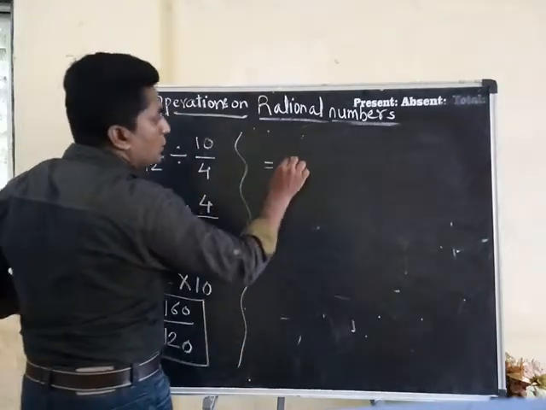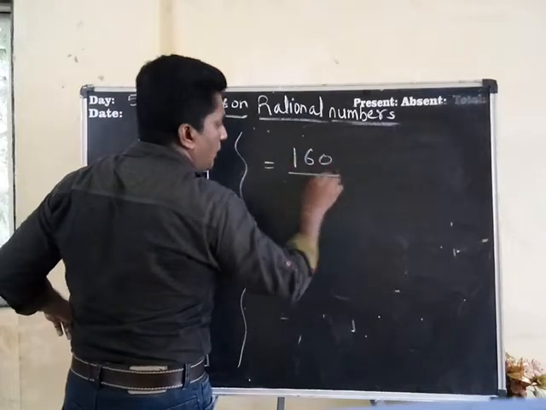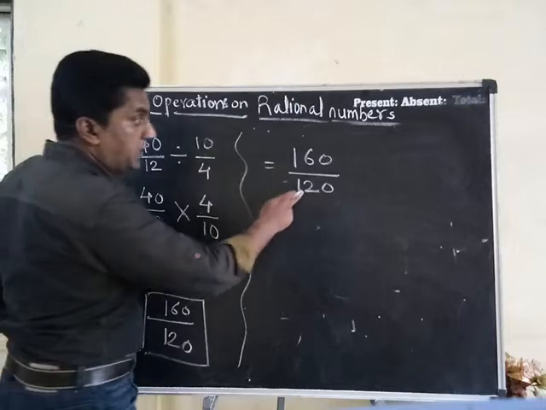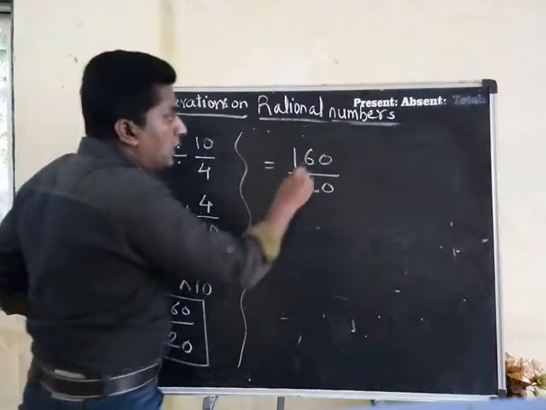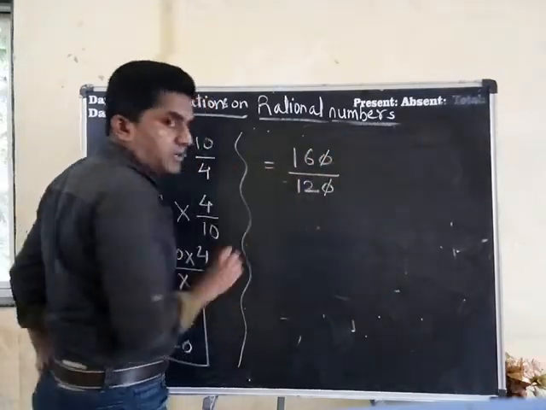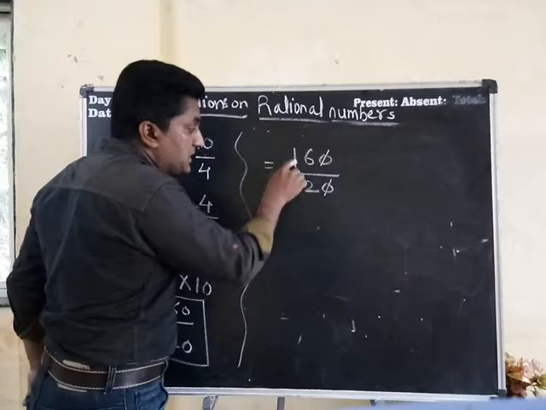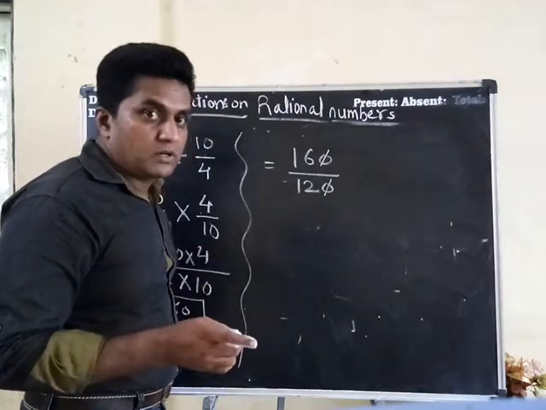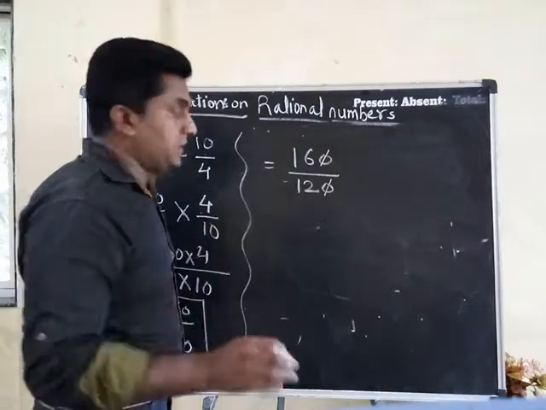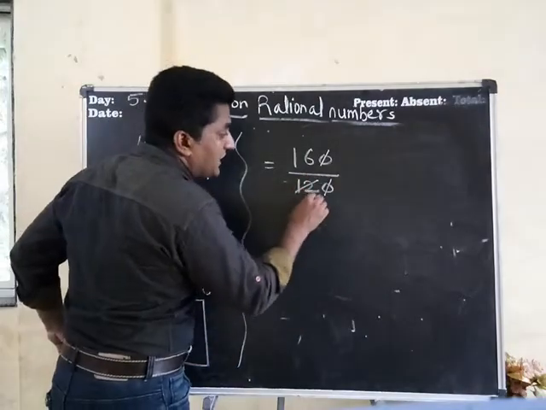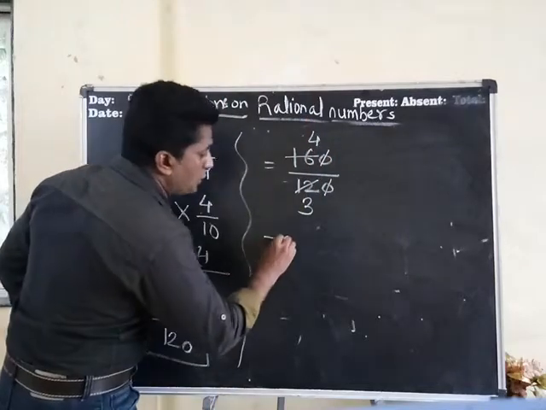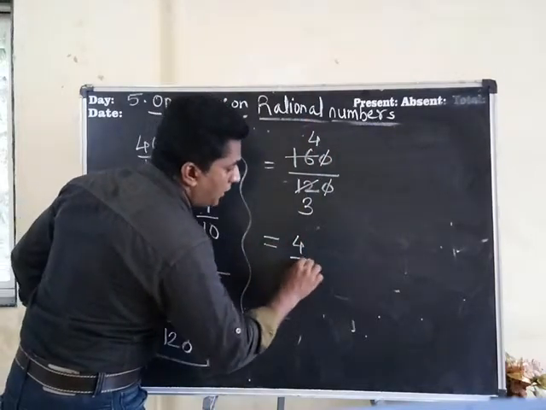See, is equal to 160 upon 120. This answer is also right. But you can get another answer which will be smaller. How? This 0 and this 0 gone. Do these two numbers, 16 and 12, come in the same table? Yes, they come. Which table? Do they come in 4? Yes. How? 4 3s are 12, 4 4s are 16. So your answer must be 4 upon 3.